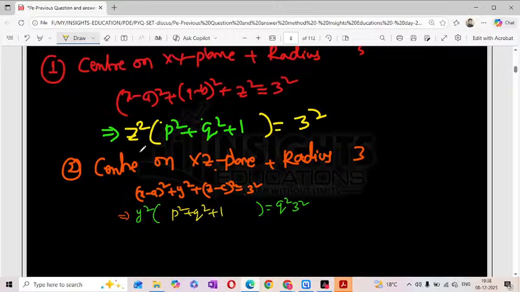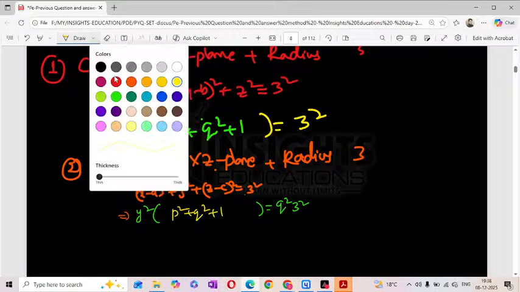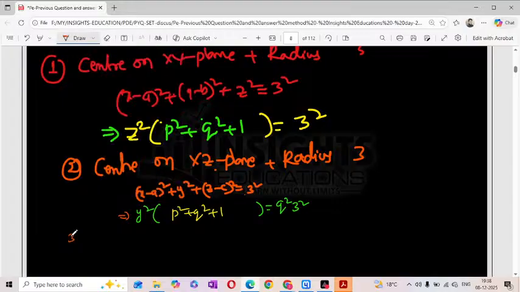Similarly, the third one. So I am taking the center on the first one xy plane and xz plane, next the remaining one, the yz plane. So the yz plane, plus I am taking the radius 3.